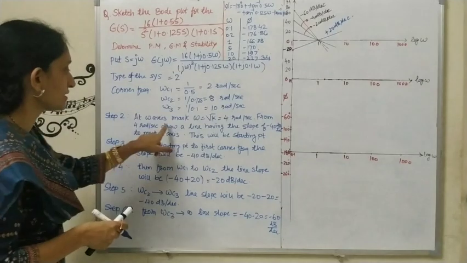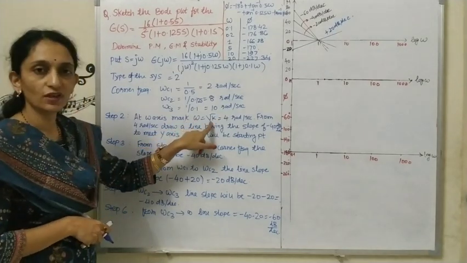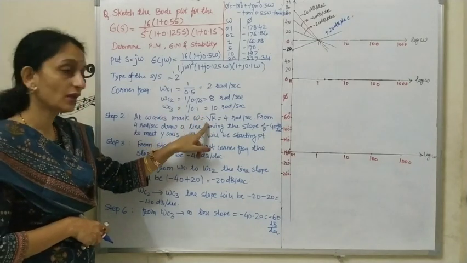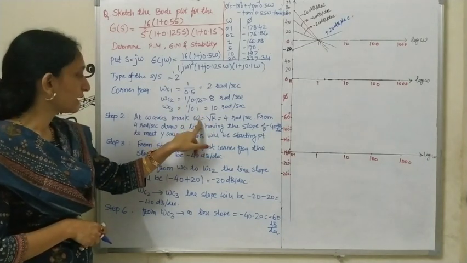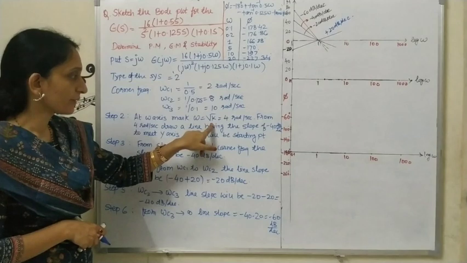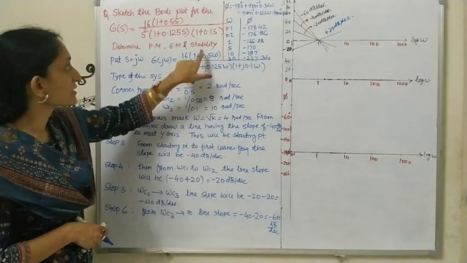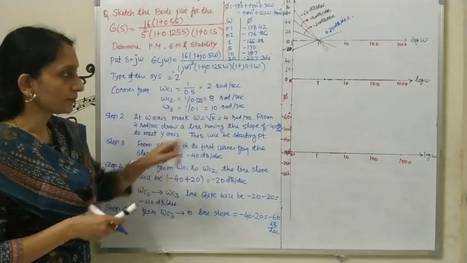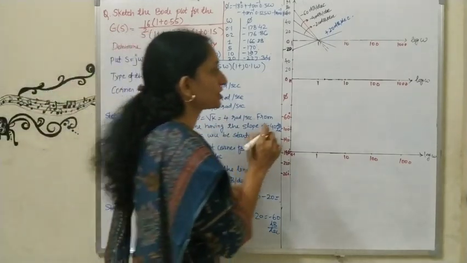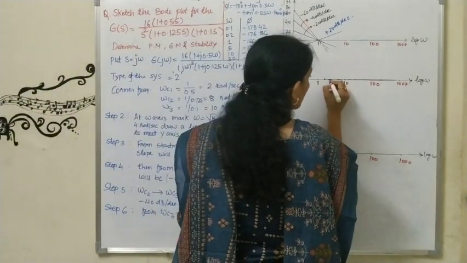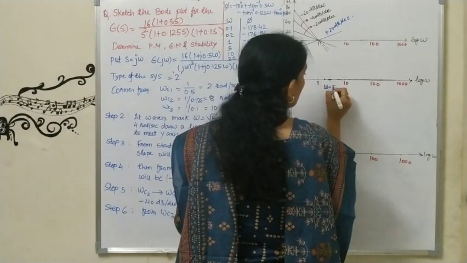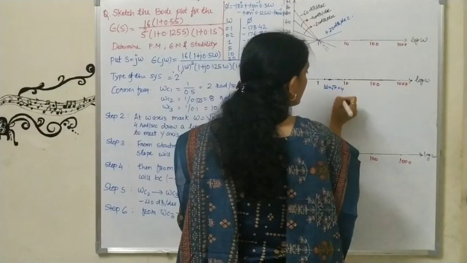On the ω axis, mark ω = √K. For type 2 you need to take root K; in type 1 we have taken K only. For type 2, ω = √K. So what is K? K is 16. Under root of 16 it will be 4. So first of all I need to check ω = 4. Suppose this is my ω = √K = 4 radian per second.